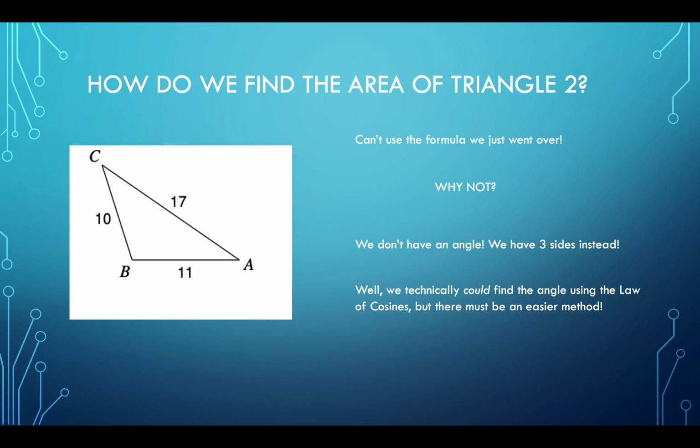Technically, we could find the angle using the law of cosines, but that's a little more work, because remember, we've got to do the cos. You can either use cos A, B, or C. That's a little more involved, because once you would do that, you'd have to use the area of the triangle formula, the one that we just did a couple seconds ago in this video. So for this particular triangle, when we have three sides, there's an easier method. You don't have to go ahead and find that missing angle. There's got to be an easier method.